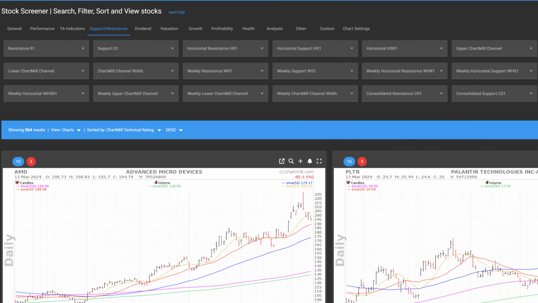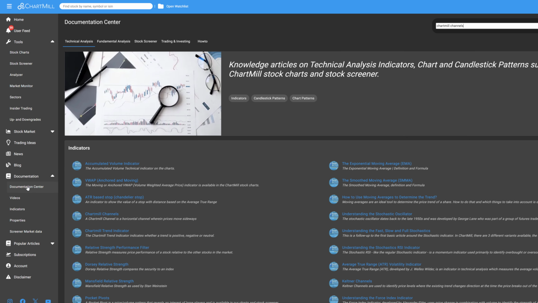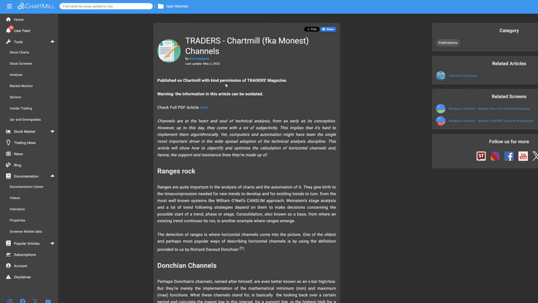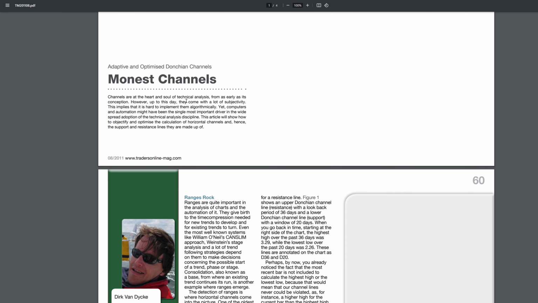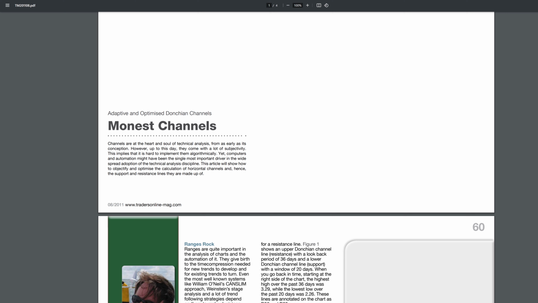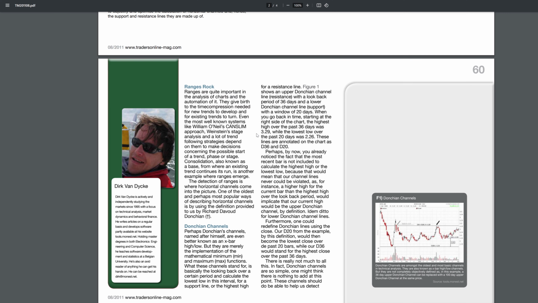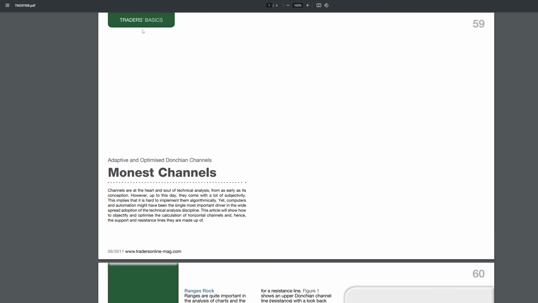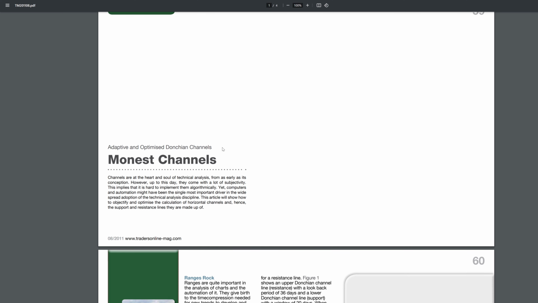If you want to know more about ChartMill Channels, go to the documentation center. Type in ChartMill Channels and then click the magnifying glass. There is a specific article that was first published in Traders magazine. They were called Monest channels. It's already an article from 2011. Those channels are adaptive and optimized Donchian channels. It's a proprietary indicator that was developed by my colleague Dirk, also one of the co-founders of ChartMill. So if you want to know more, be sure to head over to the website and the documentation center where you can read this article.